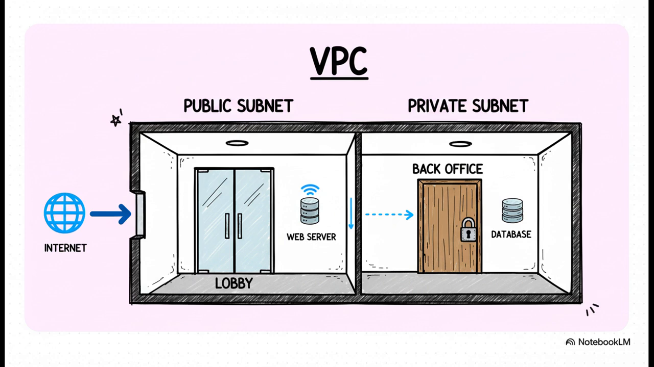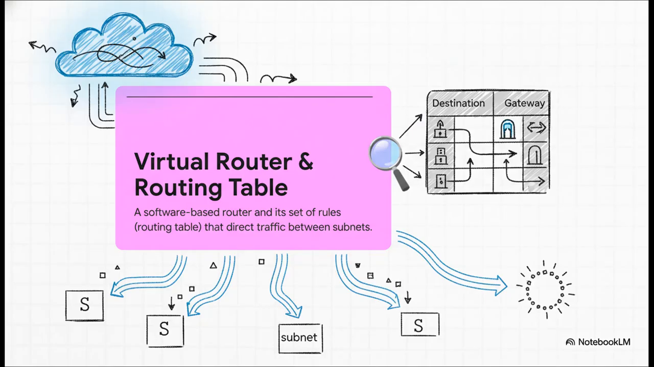So how does all the traffic know where to go? Well, there's no physical box with blinking lights. It's all handled by a virtual router. And the brain of that router is something called a routing table. It's basically just a list of rules that says, hey, if a packet is trying to get to this destination, you need to send it through that door. It's the traffic cop for your entire VPC.